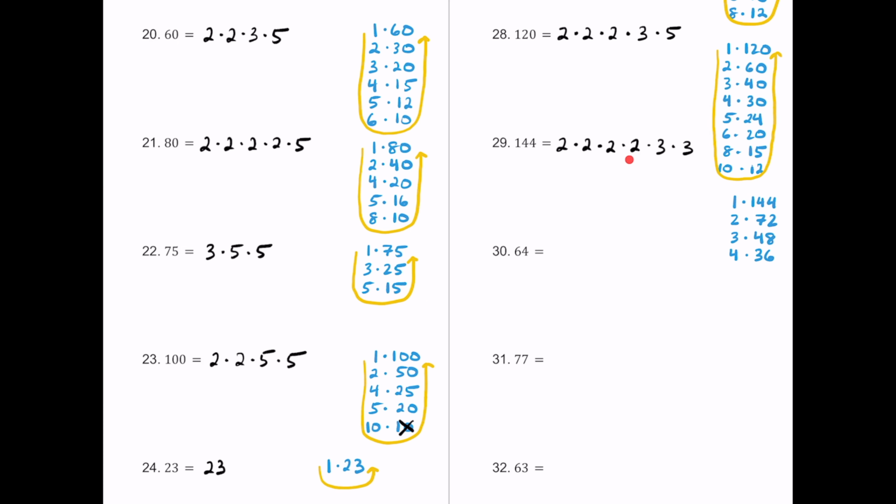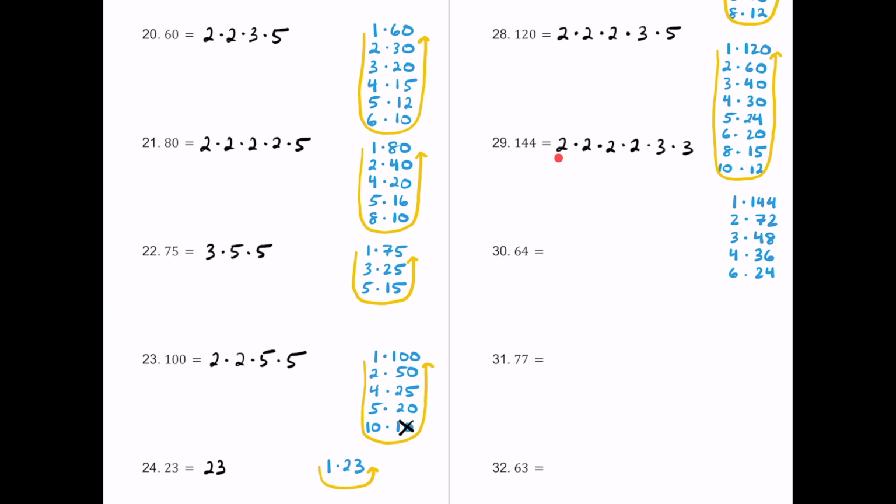For 6, we do have a 2 and a 3, which makes 6. The rest of these, let's combine them. So 2 and 3 make 6, times 2 is 12, times 2 is 24. So it looks like 6 times 24 also equals 144. There's no 7. 7's prime.